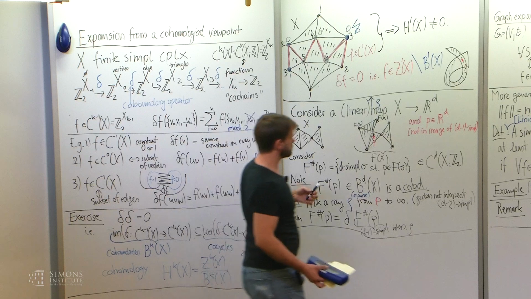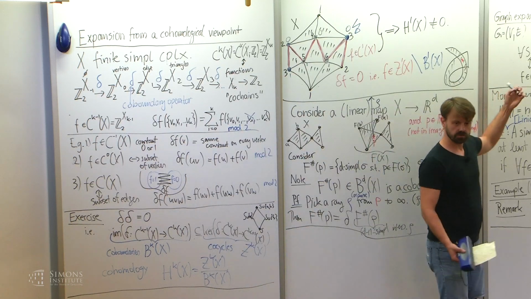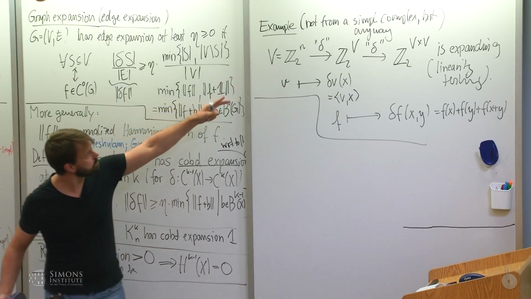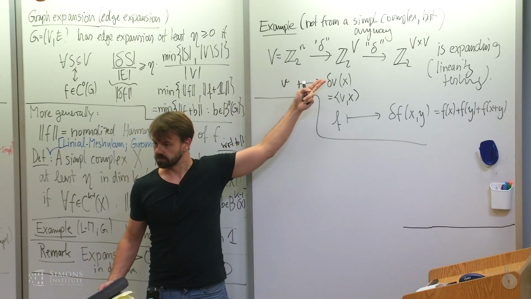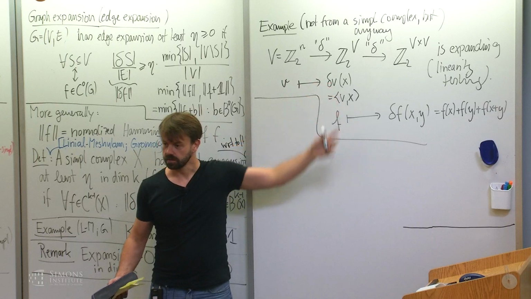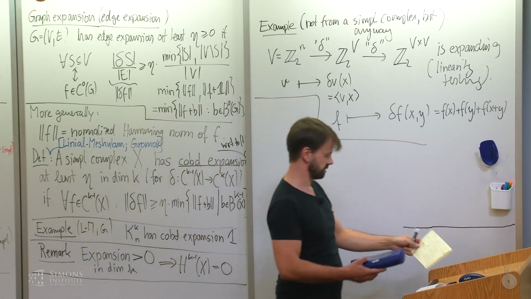The other ingredient you need is some kind of norm, which you typically specify by specifying a basis in each dimension, and then you can think of the Hamming norm. You can do it more generally, but that would be the most natural way. And that's an example. This thing doesn't come from a simplicial complex, but it's still a chain complex. In fact, an exact one that has expansion.